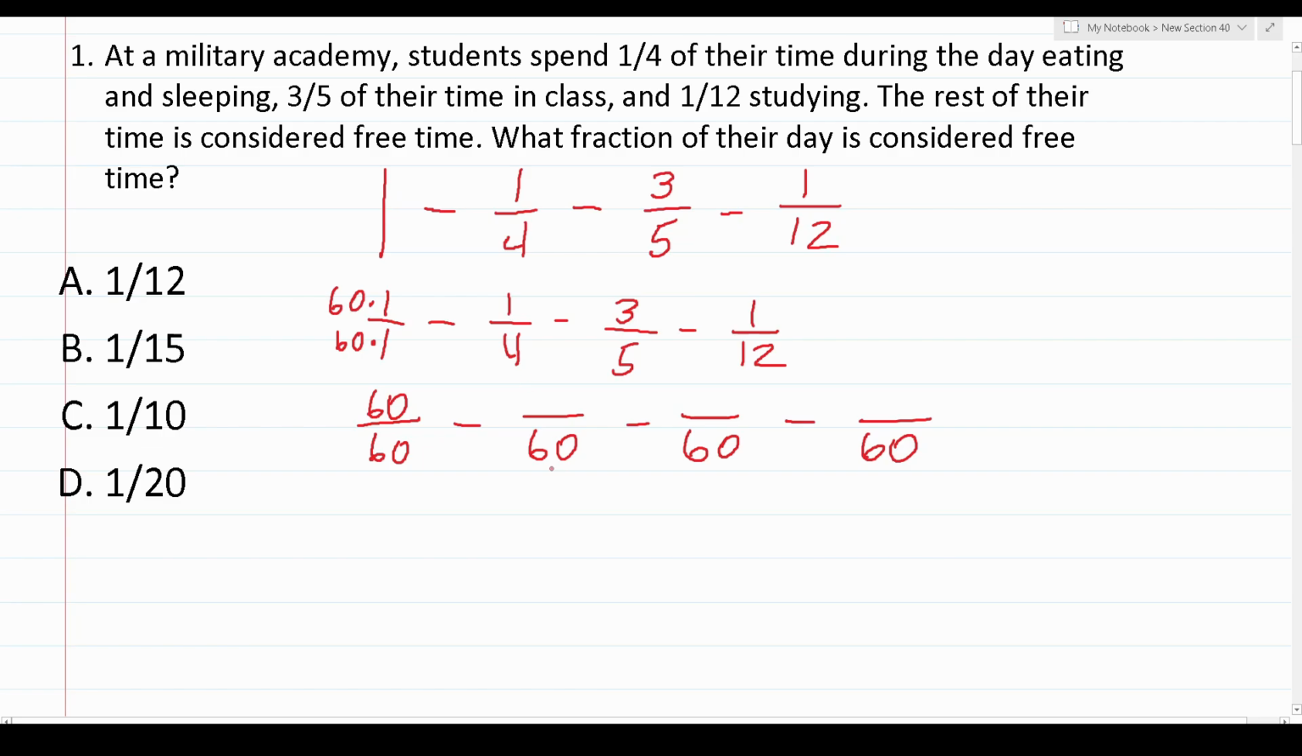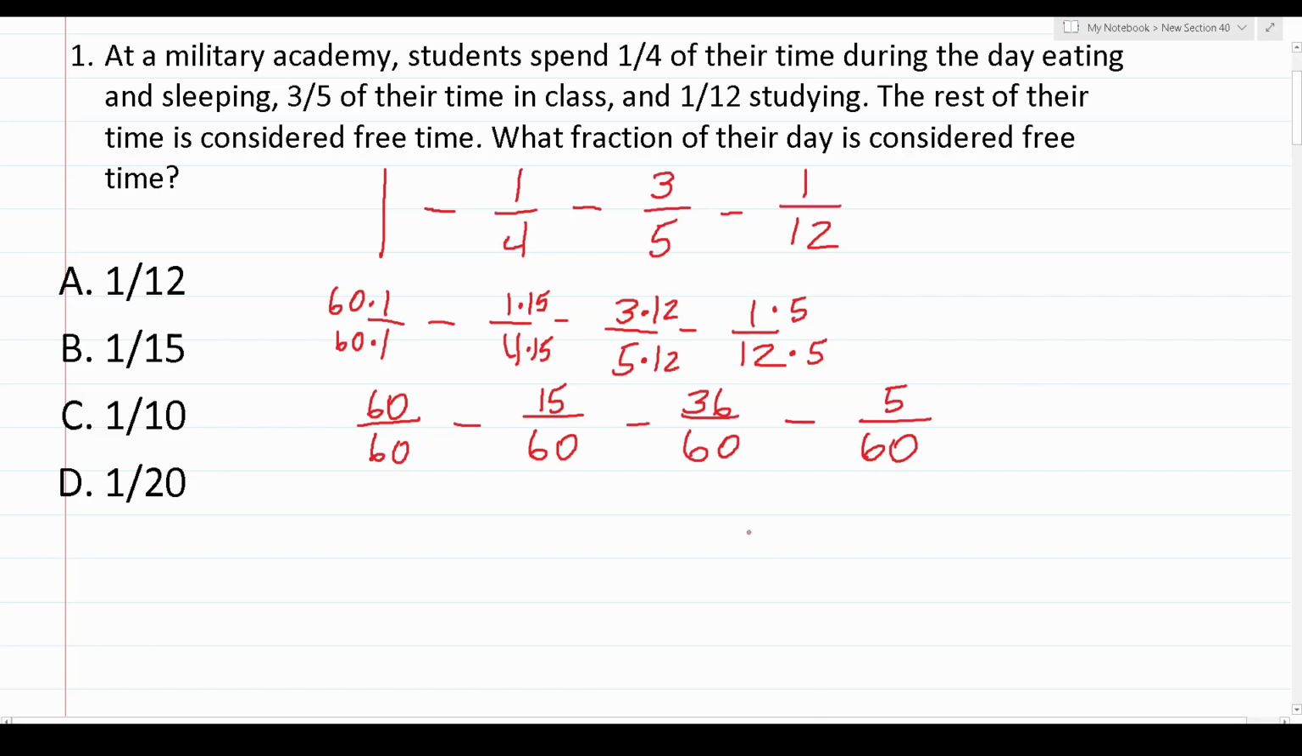To write 4 as 60, we're going to have to multiply it by 15. Again, 4 times 15 is 60, and we're also going to have to do that to its numerator. 1 times 15 is 15. To write 5 as 60, we're going to have to multiply it by 12. Given that 5 times 12 is 60, then we're also going to have to do that to its numerator. 3 times 12 is 36. To write 12 as 60, we have to multiply it by 5, and we're also going to do that to its numerator. 12 times 5 is 60, of course. 1 times 5 is 5.